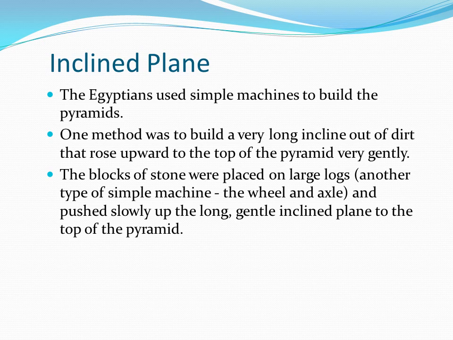Inclined plane. The Egyptians used simple machines to build the pyramids. One method was to build a very long incline out of dirt that rose upward to the top of the pyramid very gently. The blocks of stone were placed on large logs, another type of simple machine, the wheel and axle, and pushed slowly up the long, gentle inclined plane to the top of the pyramid.